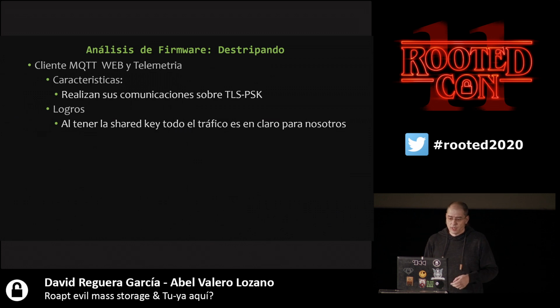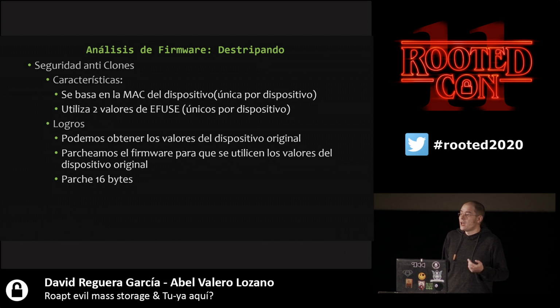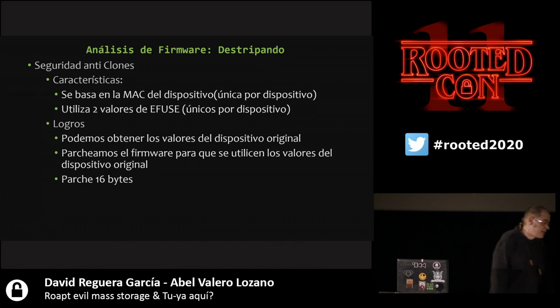MQTT web clients and telemetry. What can we do against that? Well, everything goes through TLS PSK. Once I have the shared key, I can take a look at all the traffic that has been used. I can prevent telemetry from reaching them. And then anti-clone security. That is based on MAC address, but also on eFuse values that are unique per board. If you have the original board, you dump those values, and when it comes to reading the code, instead of reading the code, you hard-code it, and that's it.